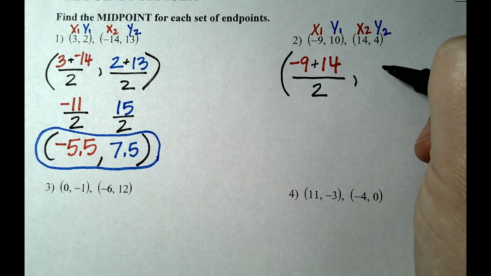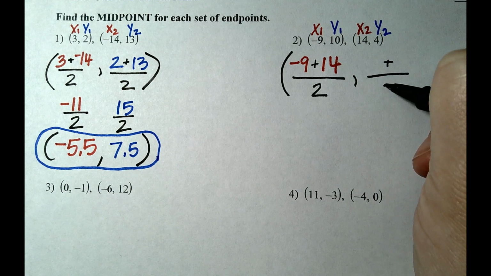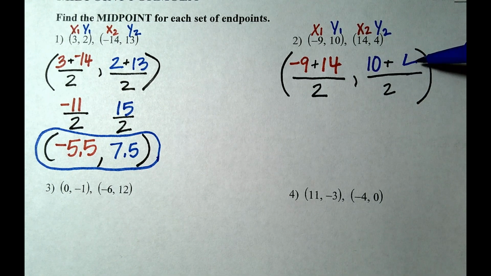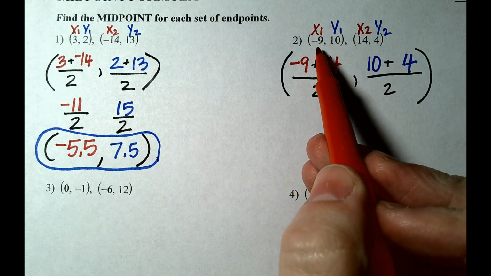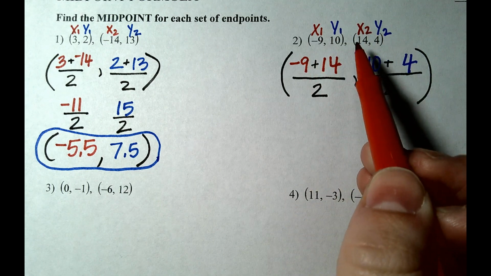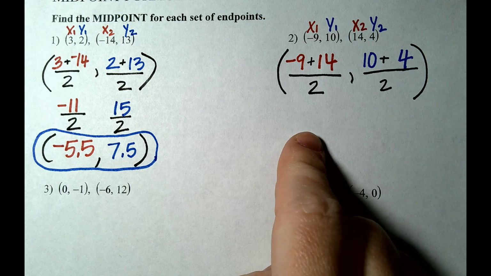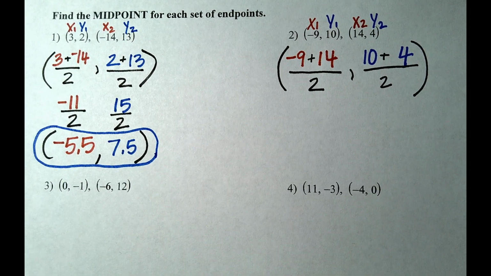Okay, and then our y's, 10 plus 4, divided by 2. So will it always be divided by 2? Always, yes, after you add. The reason we're dividing by 2 is that what's really happening is we're finding the average of the x values, and then the average of the y values. If you want to find the average of something, you add it together and divide by however many items you added together. We're adding 2 things together, so we divide by 2. And that will never change for this formula.